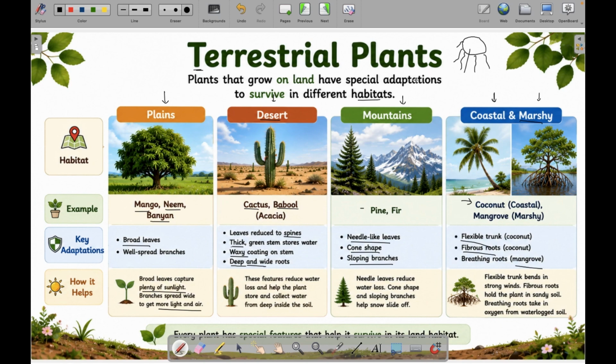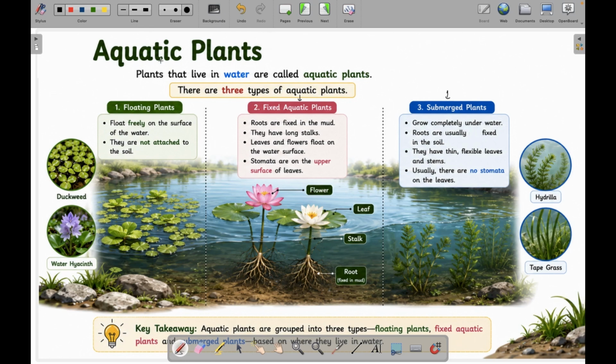So these are all the terrestrial plants that we have. Next, we have aquatic plants. So the plants that live in water are known as aquatic plants.